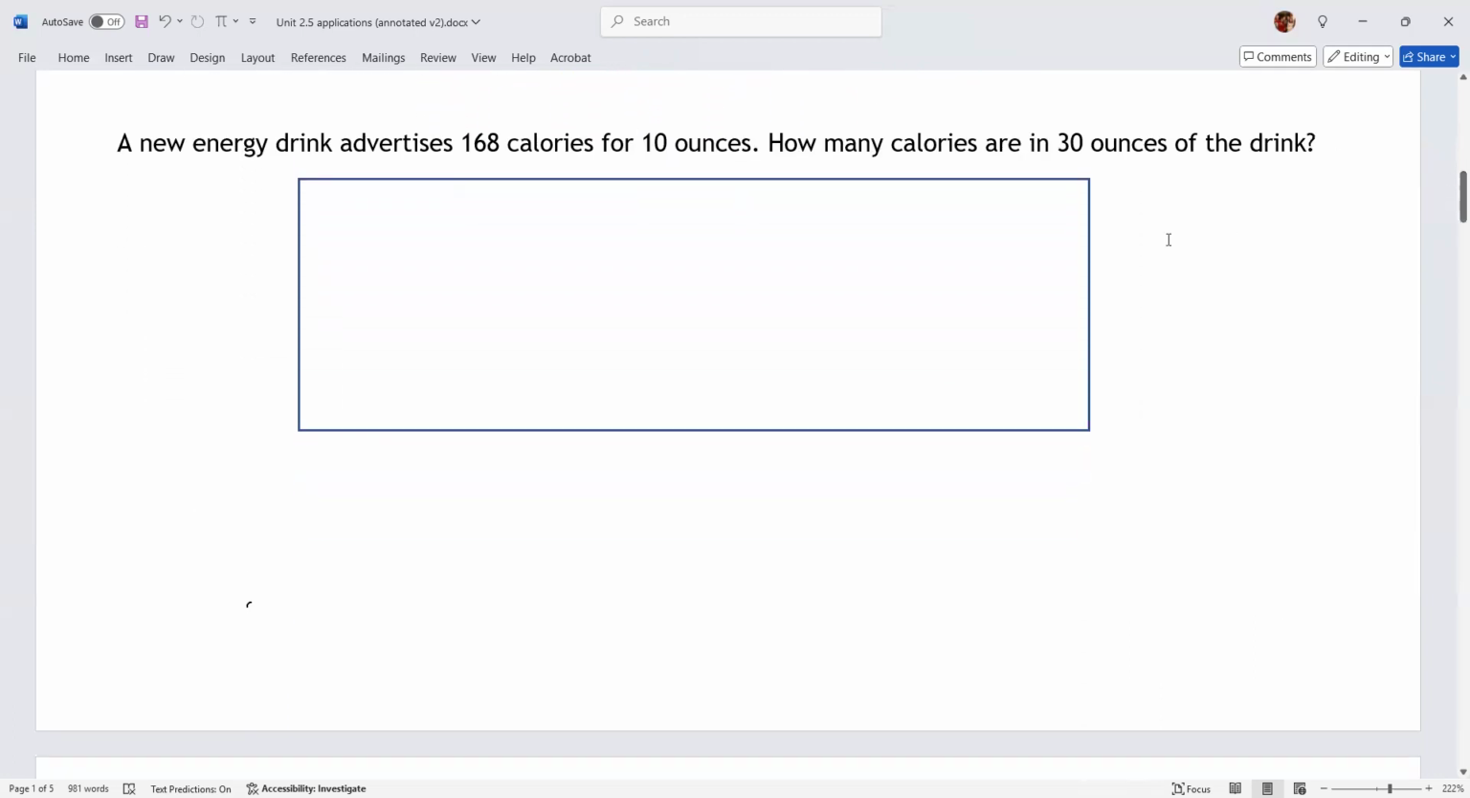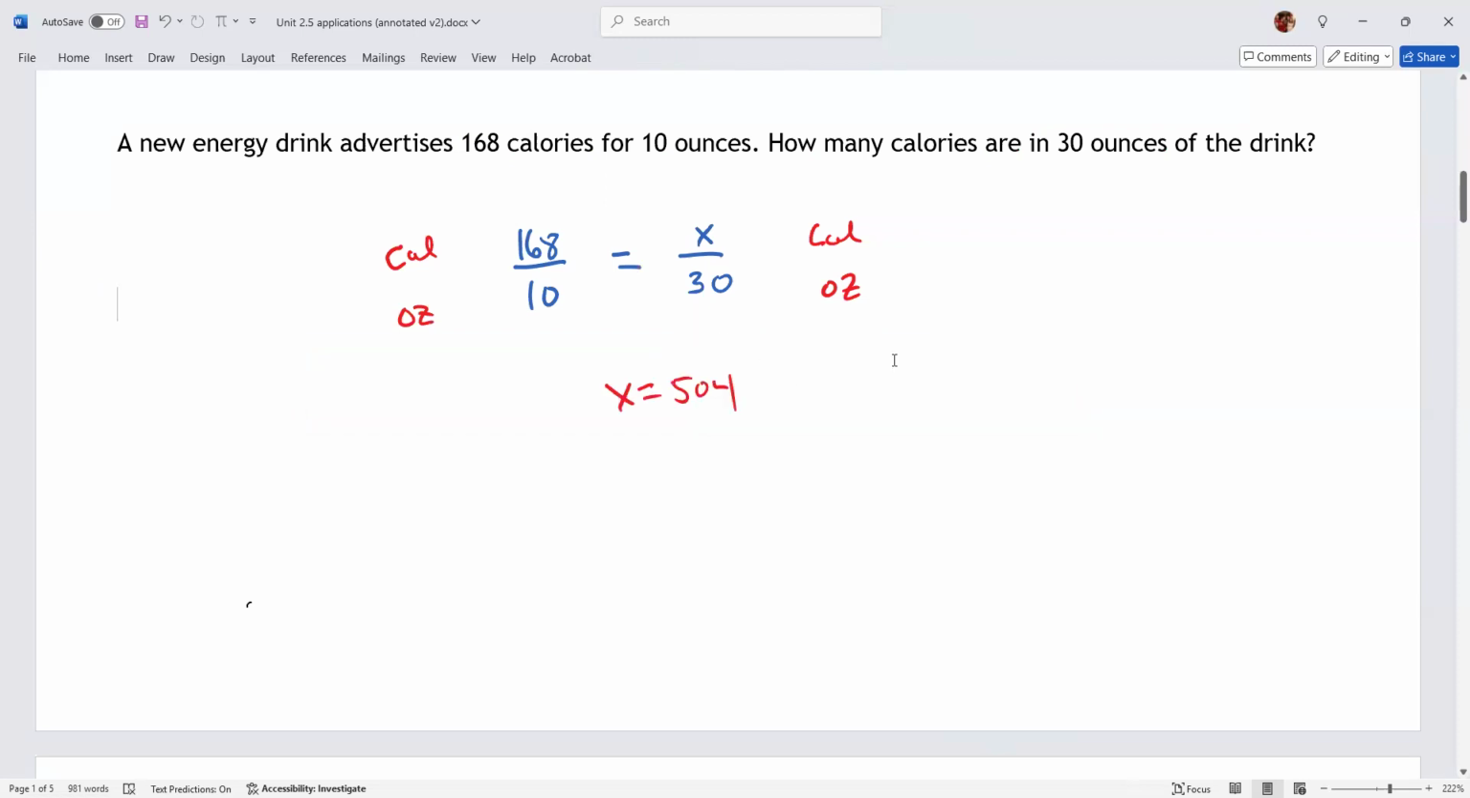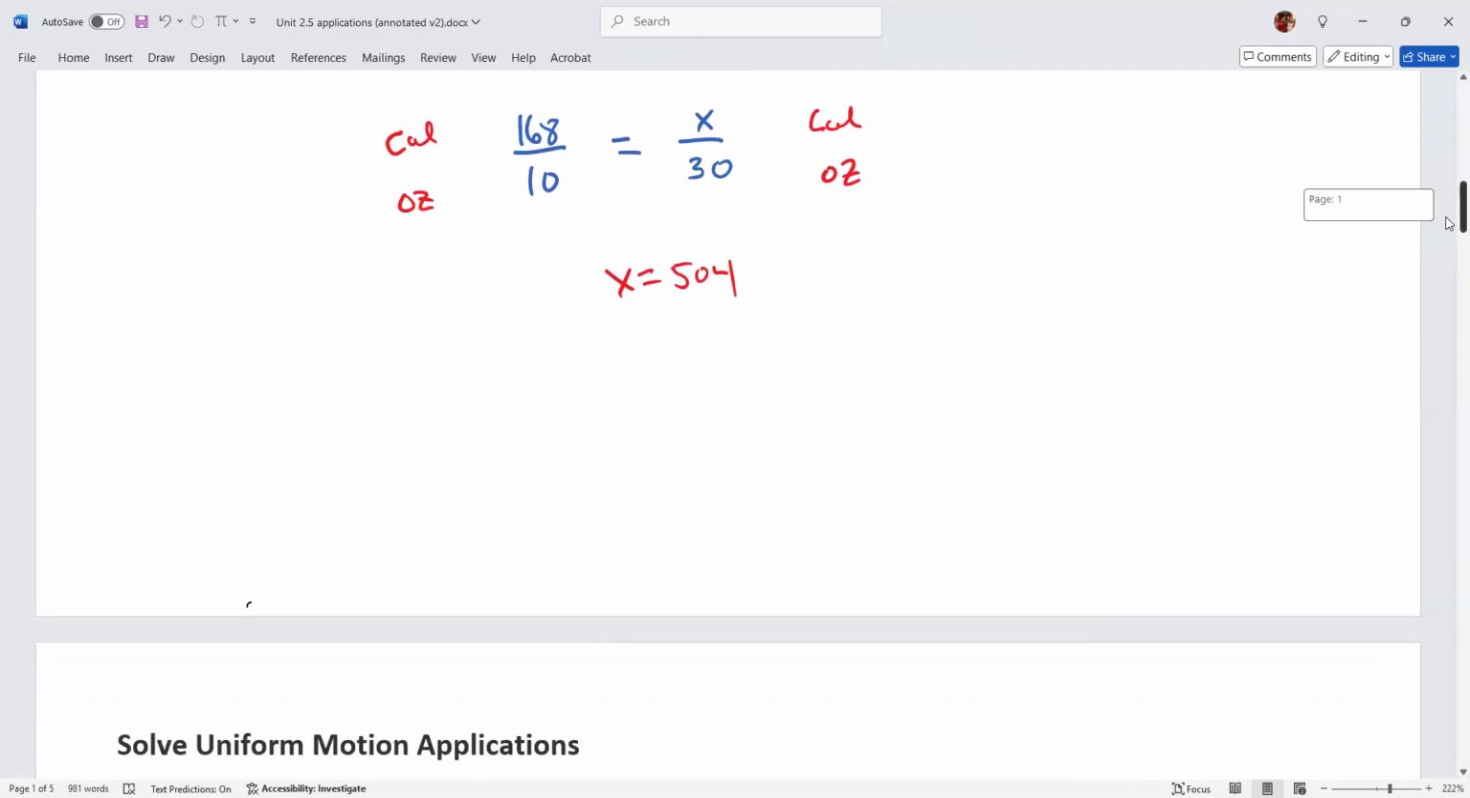Okay, this next problem would be easy enough to figure out without a proportion, but let's just assume we couldn't do it. Again, the 168 calories is associated with 10 ounces. So there's my first fraction. The 30 is the ounces. Ounces are on the bottom, so I put 30 on the bottom. The calories are on top. That's the X. And then I cross multiply and solve for X. I get 504 calories. Okay, so these are real easy.